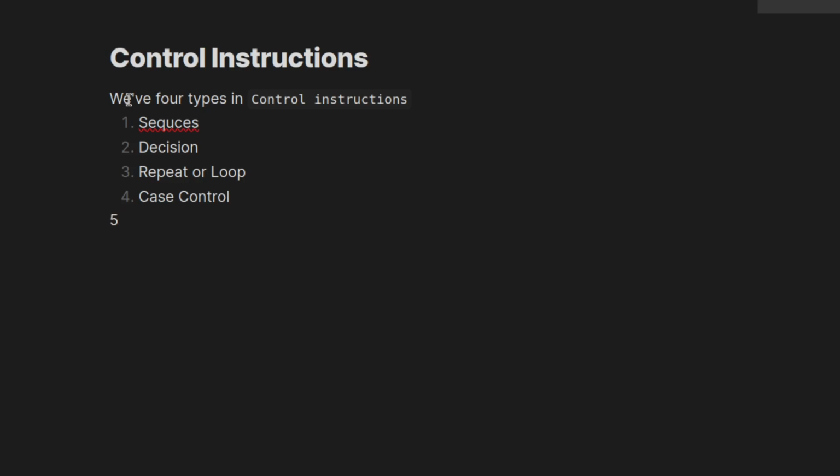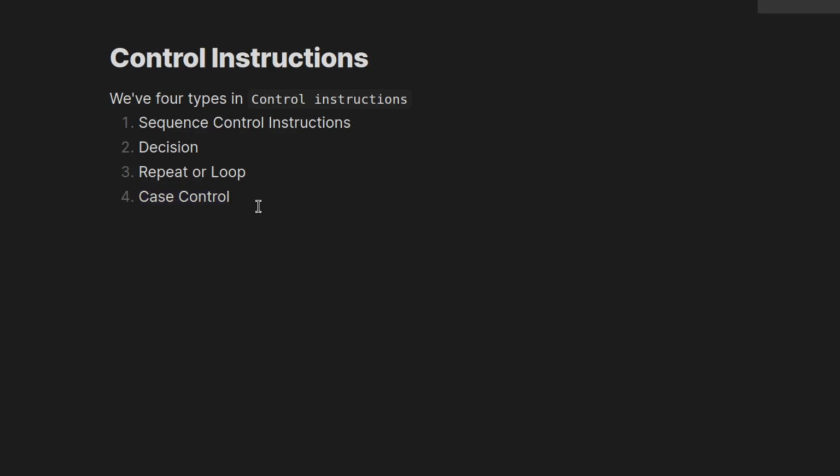I'll tell you what each type is. Sequence: what is the meaning of sequence? First of all, I wrote the wrong spelling; it is sequence control instruction. The second is the decision making control instruction, the third is repeat or loop, and the fourth and last is case control. In today's lecture we discuss sequence control and decision, and in the next lecture we discuss repeat or loop. This third one takes two or three lectures. After that we close with the case control instruction.